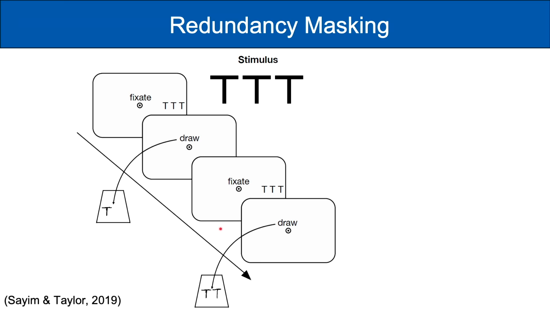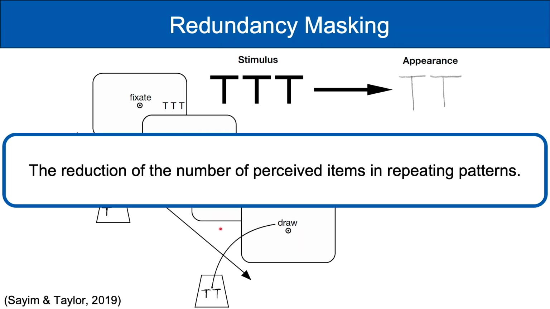This effect doesn't only occur with short presentation times or only with lines. In the first study that reported redundancy masking, Saim and Taylor presented 3 T's in the periphery, this time in a gaze-contingent experiment without limiting presentation time. Participants were asked to verbally report and draw what they saw. Researchers found for the first time that participants most often reported and drew only 2 T's. This reduction of the number of perceived items in the periphery, in repeating patterns, is called redundancy masking.